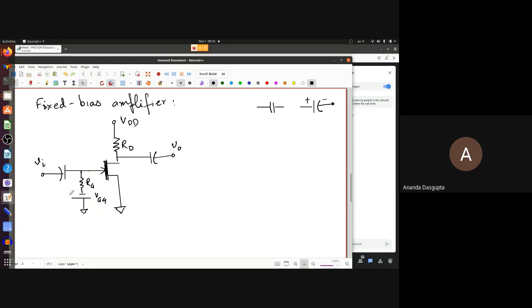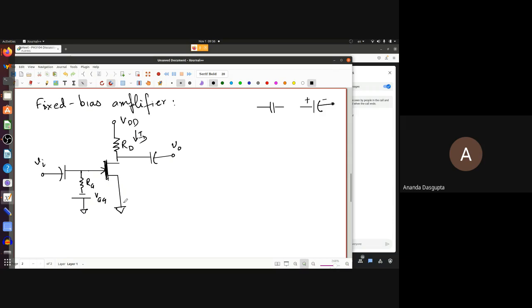You plug this in the ID equal to IDSS into 1 minus VGS by VP whole square relationship, or draw a graph. Either way, you find out exactly what ID is at the quiescent point. And VDD minus ID RD: ID, remember, is the current flowing here. So when you subtract from VDD the drop ID RD, you get the voltage at the drain, which is also the VDS, VS being 0. So that's how you calculate the quiescent point or the bias point for this particular FET amplifier.